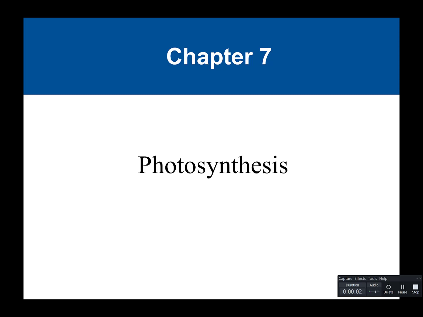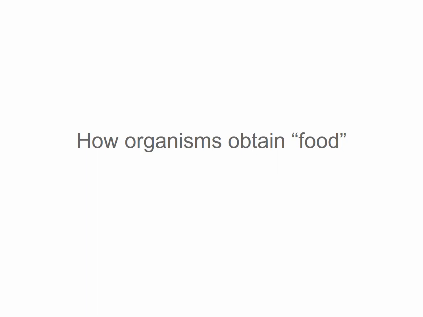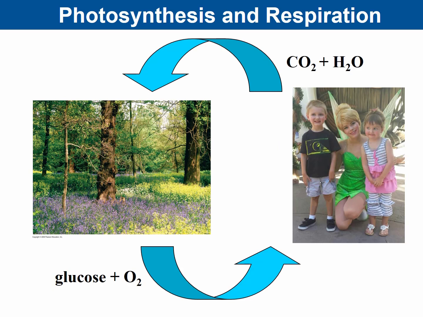So in this lecture, we're going to talk about photosynthesis. And we're going to start off by talking about how organisms obtain food. And so one of the things that we talked about in the last lecture is how plants and animals are mutually dependent on one another. In our last lecture, we spent time talking about how animals and also plants do cellular respiration.